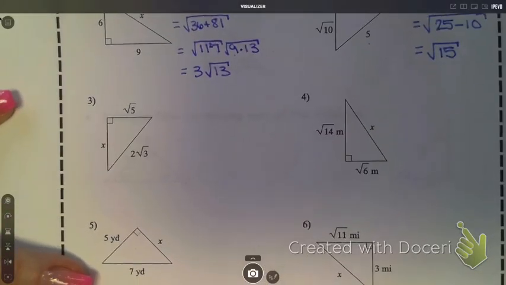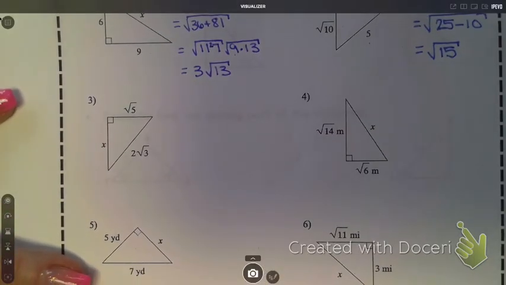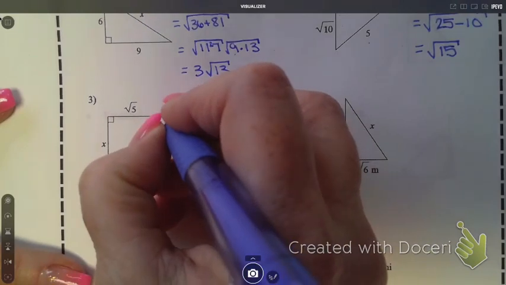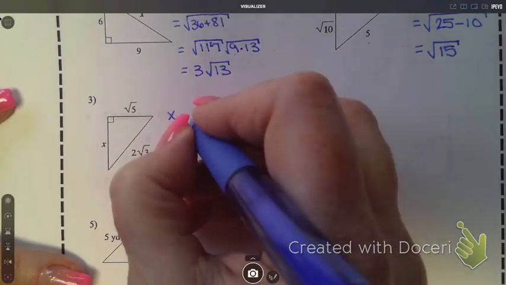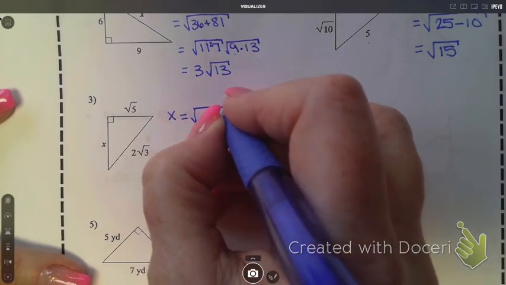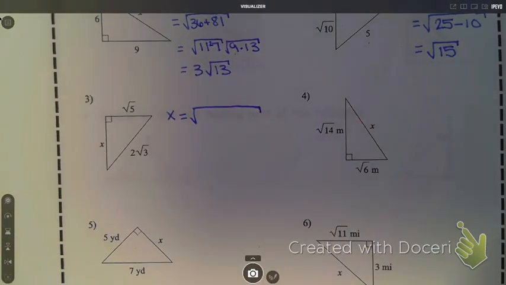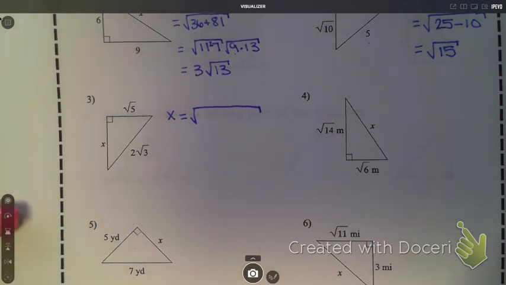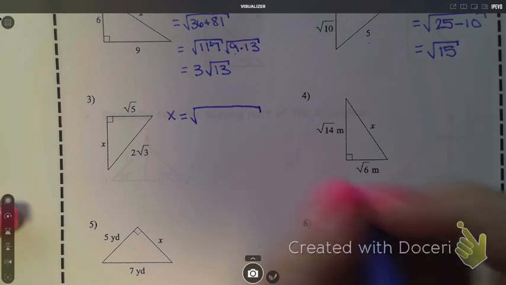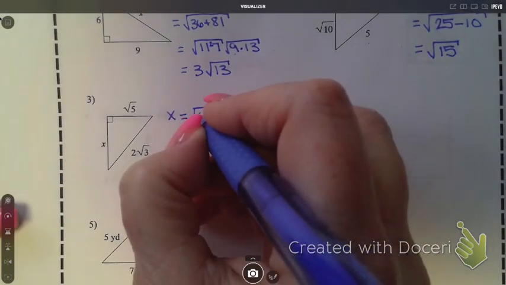3. Leg or hypotenuse? Leg. That is the first thing you ask yourself, yes? So it's a leg. So am I going to add or subtract? Subtract. So you fill it in. You got it filled in yet? Yeah. Okay. Don't go any further.